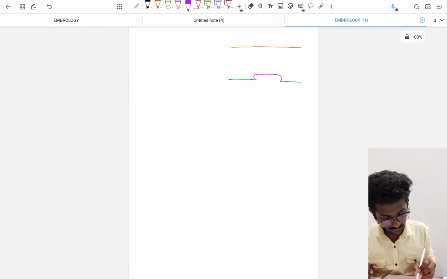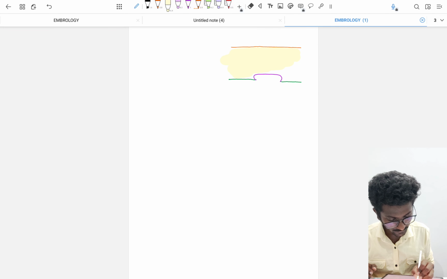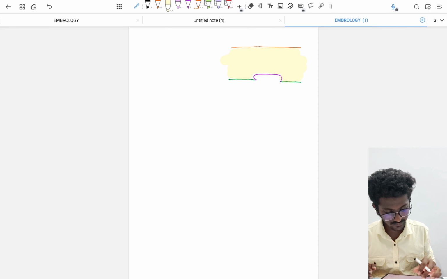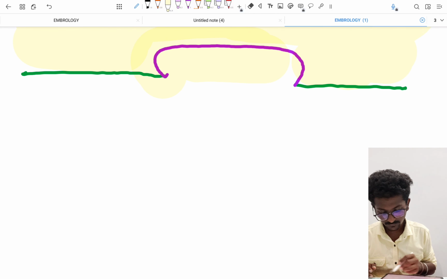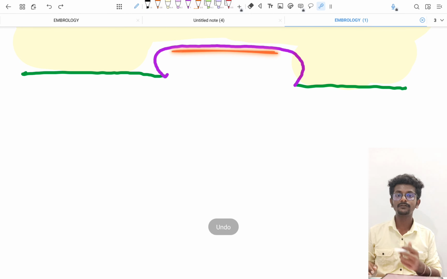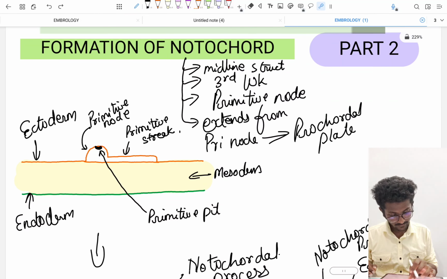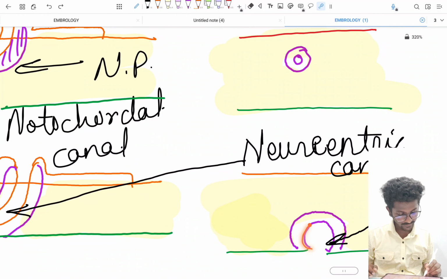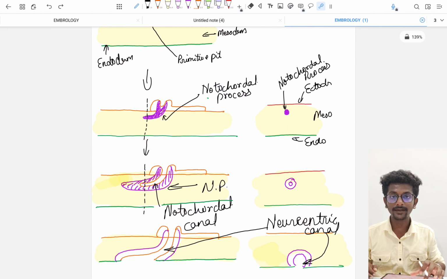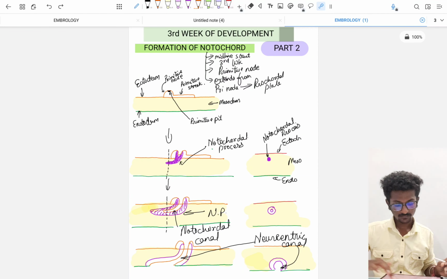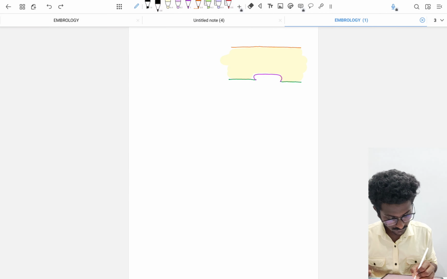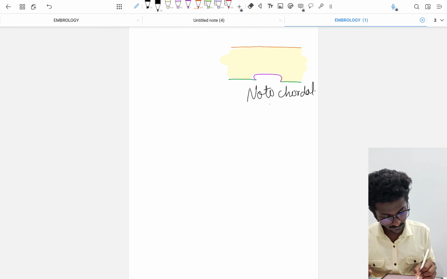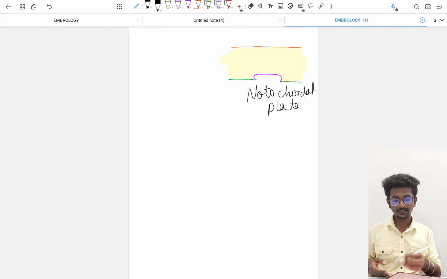See the difference between the notochordal plate and the neuroenteric canal. Here it is a flat like structure, therefore it is called a plate. And here it is not flat, here it is rounded, therefore it is called the neuroenteric canal. And this is the notochordal plate. Let me name that notochordal plate. Let me make it in this diagram also.